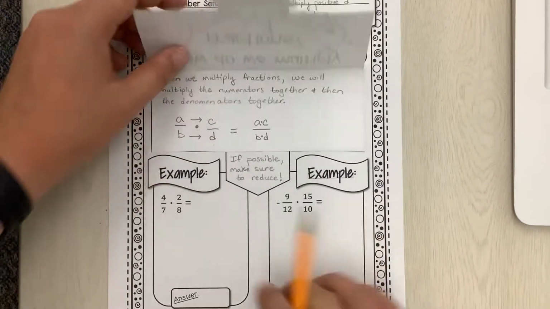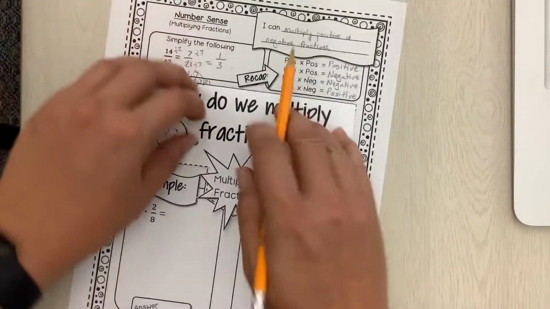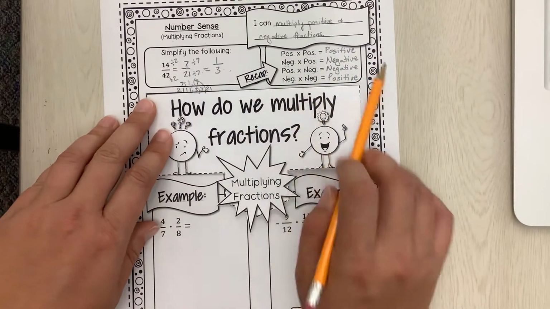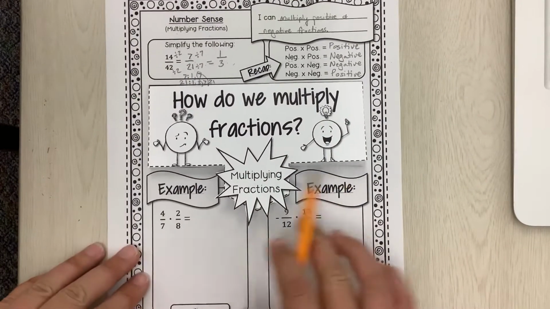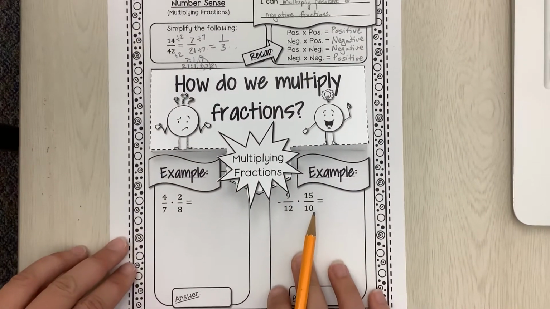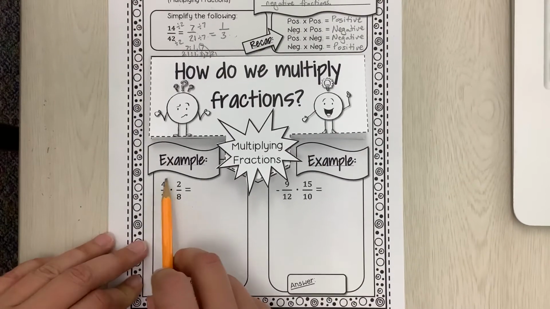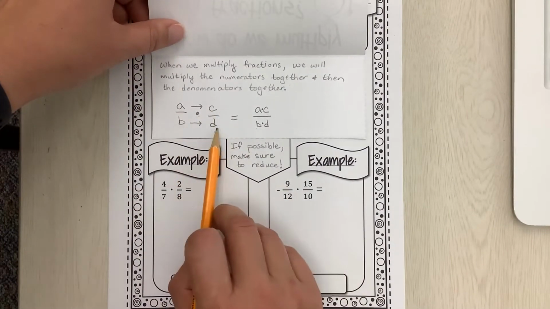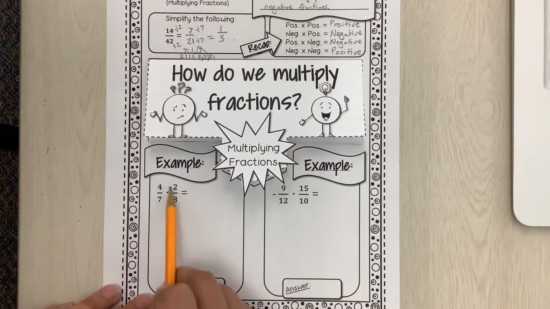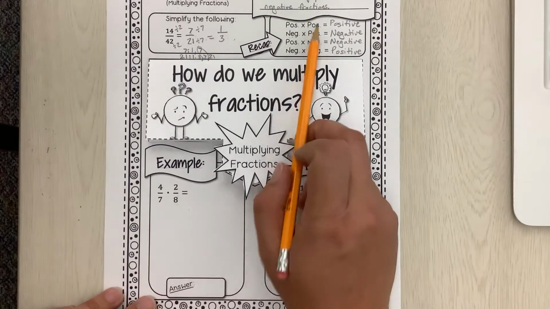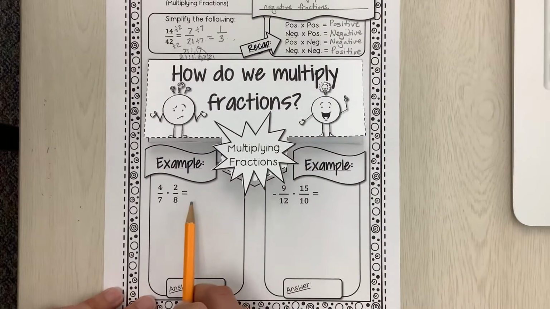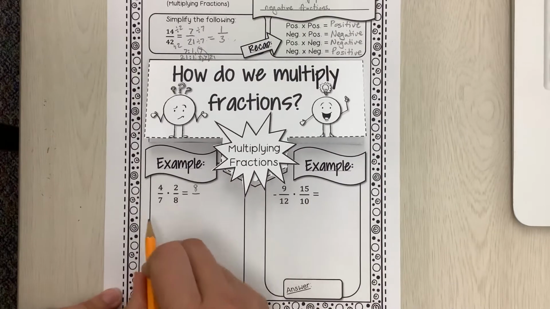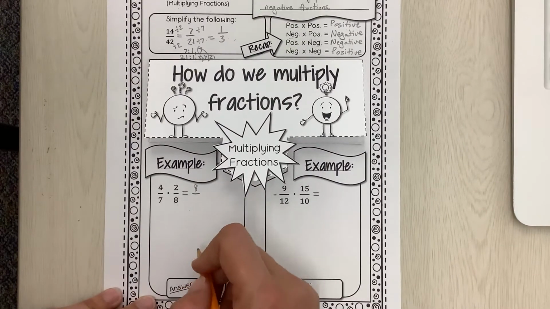And I'm going to close this. Oh, and also don't forget, if possible, make sure to reduce. Reduce and simplify are the same thing. I'm going to close this so that we can see our recap of whether it's going to be positive or negative, and then also to remember how to simplify. So if we look at this first example, 4/7 times 2/8, we know from the rule that we multiply the numerators and we multiply the denominators. I notice that all of these are positive. This one and this one are both positive. 2 positives, it's going to be positive, so I don't need to put a negative symbol here. 4 times 2 is 8. 7 times 8 is 56.